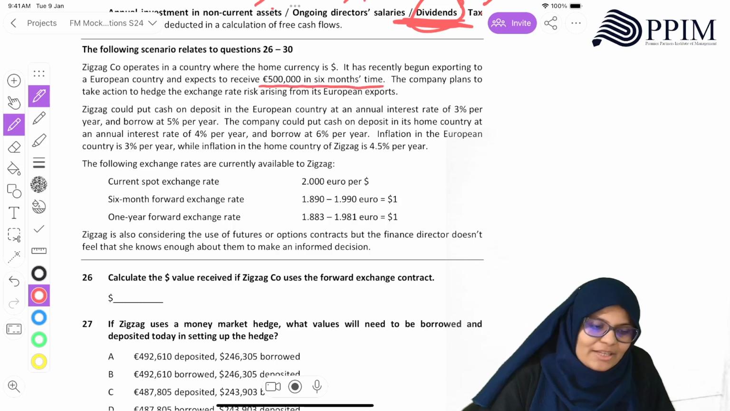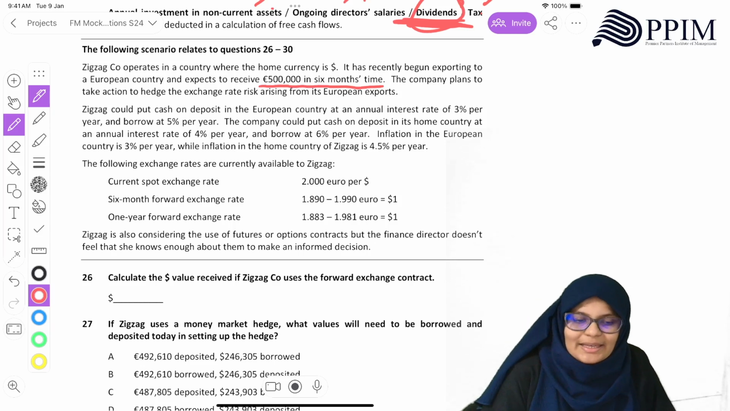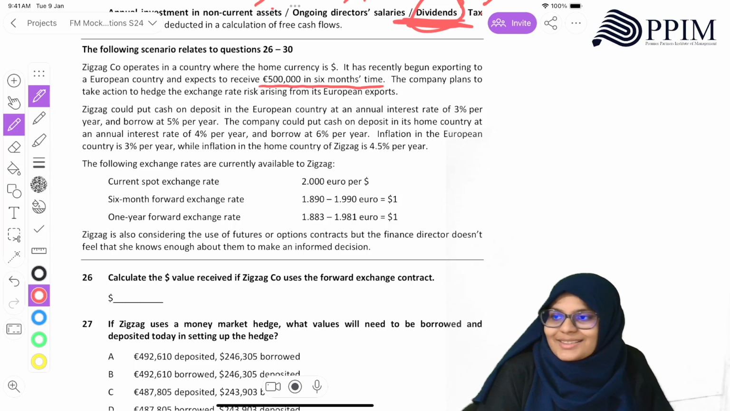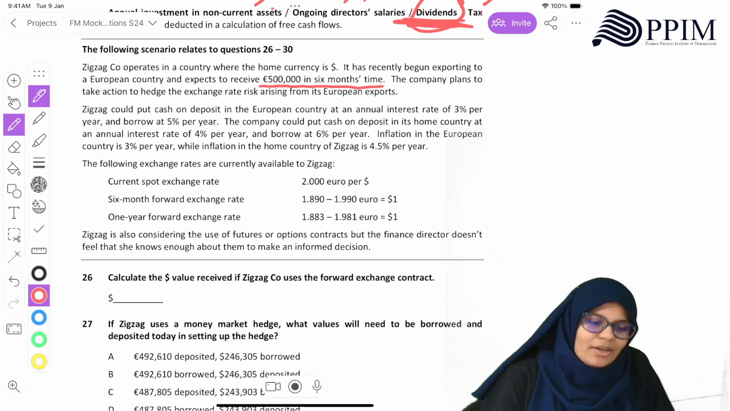The company plans to take action to hedge the exchange rate risk arising from its European export. So what's the problem? In 6 months, when you get 500,000, the exchange rate might have moved unfavorably. When you convert it to dollars, you might get less than what we anticipated, or even more. Either way, we don't want that change. We don't like variation. Zigzag could put cash on deposit in the European country at an annual interest rate of 3% per year and borrow at 5% per year.